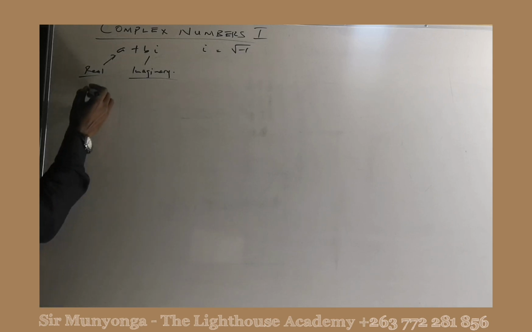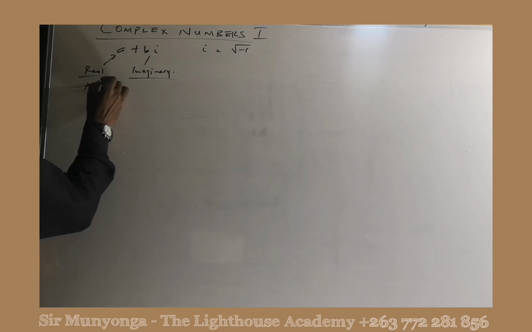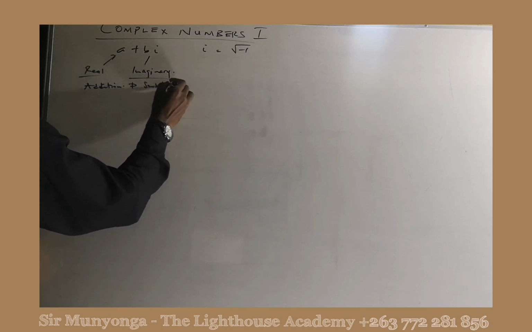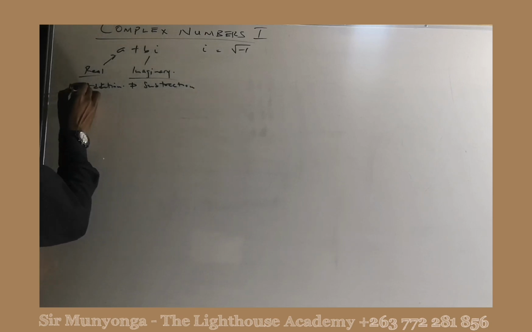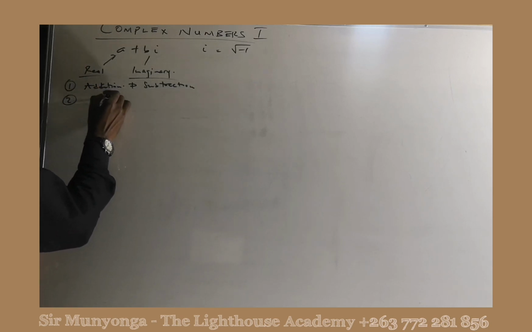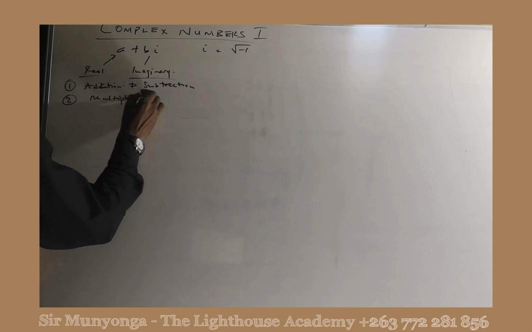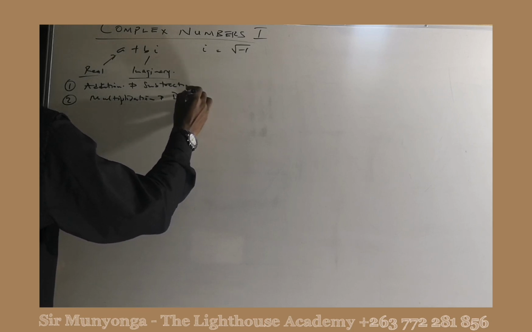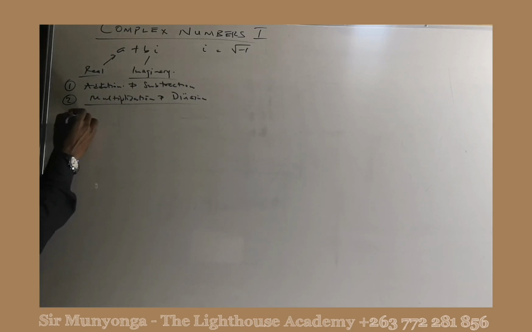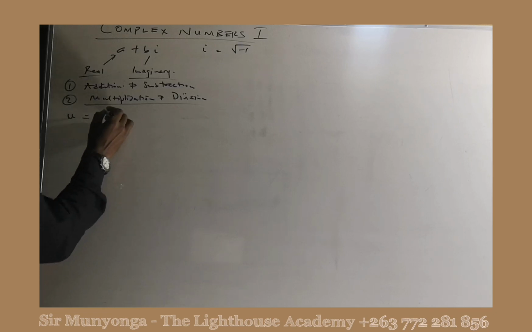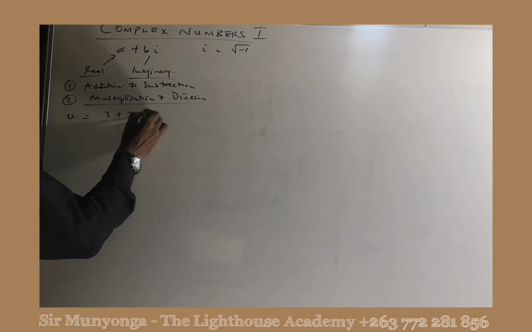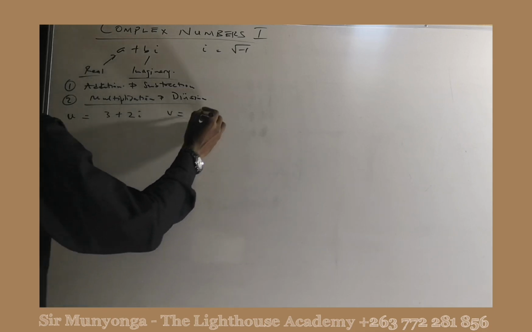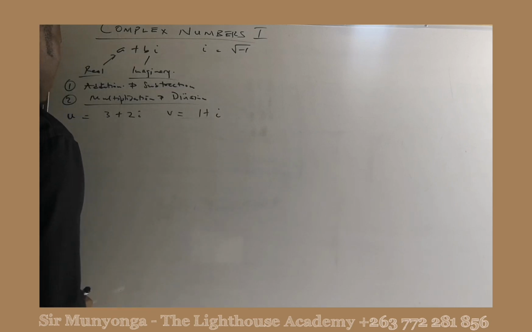So we want to do addition and subtraction of complex numbers, and then also multiplication and division. So let's say you have your complex number u to be 3 plus 2i, and complex number v to be 1 plus i.